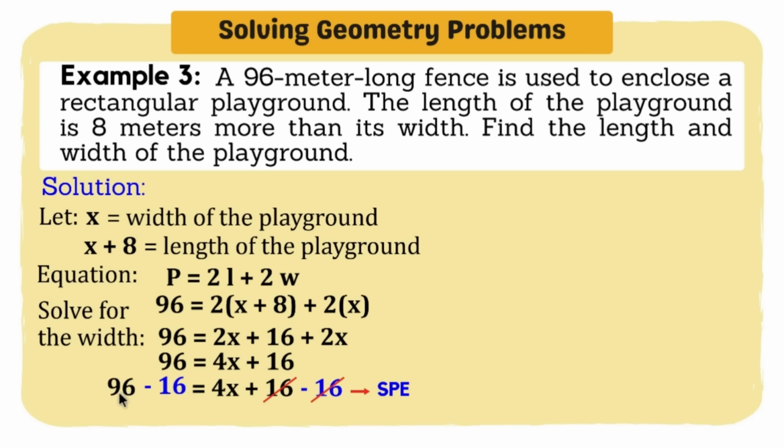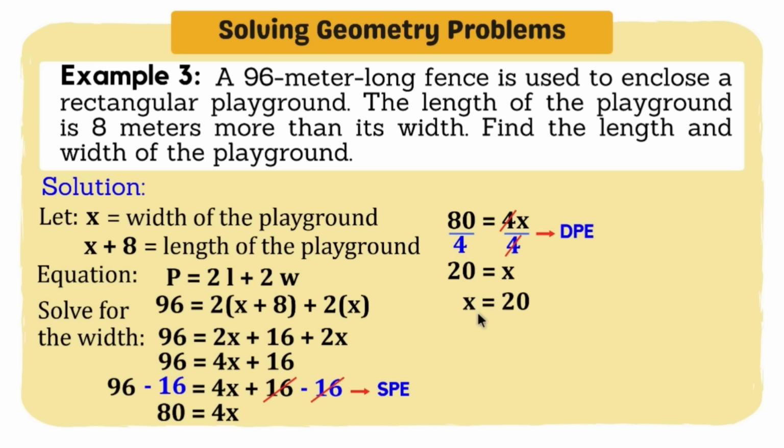So we have here 96 minus 16. It will now be 80. Okay, at ang naiwan dito sa right is 4x. Now, we have here 80 is equal to 4x. Para matanggal yung 4 dito, we can just divide it by itself. So, magiging 4 divided by 4, 80 divided by 4 using the division property of equality. Now, 80 divided by 4 will be 20. Okay, so x is equal to 20.